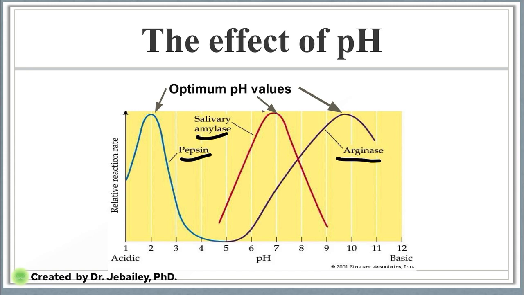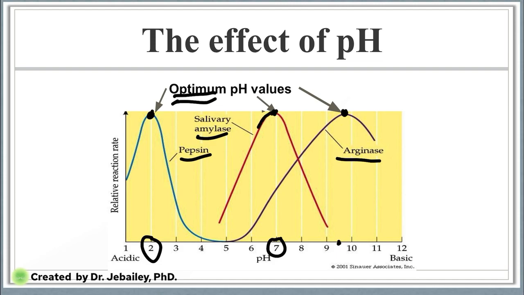So for example, pepsin likes to work right here, its optimum. And remember, you have to use the word optimal all the time. Its optimum is at 2. For salivary amylase, its optimum is at 7, and for arginase, its optimum is around 9.5 right here. So each one of them has its own pH. As long as they're working at their own pH, they're great.